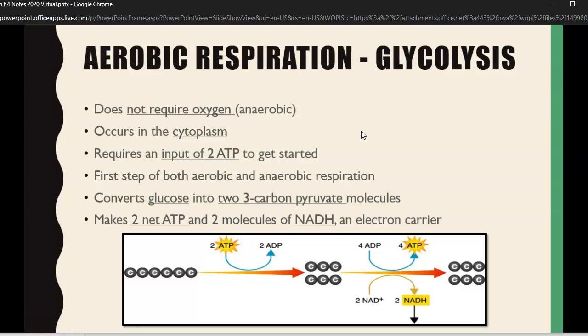Glycolysis is the first step of both aerobic and anaerobic respiration. So glycolysis is our first step, no matter if you are doing aerobic respiration or anaerobic respiration. And during this process of glycolysis, there is glucose from your food. It converts it into 3 carbon pyruvates. All right, so 3 carbon pyruvates. You see them right here. So here is your glucose, and it just gets split into 2 pyruvates. All right, and then it makes 2 net ATPs and 2 molecules of NADH. So that is an electron carrier.